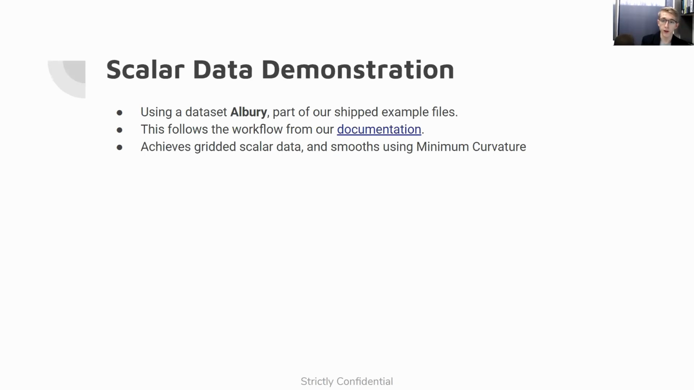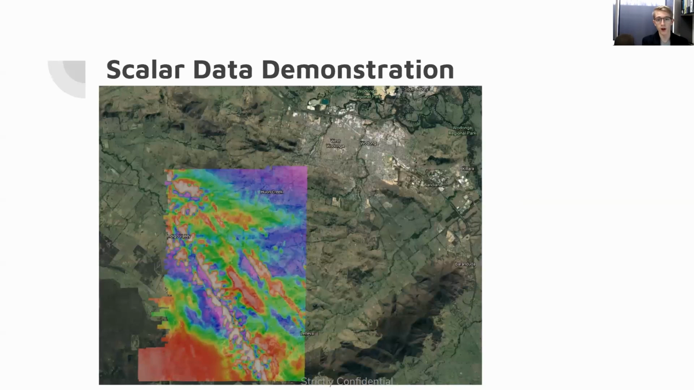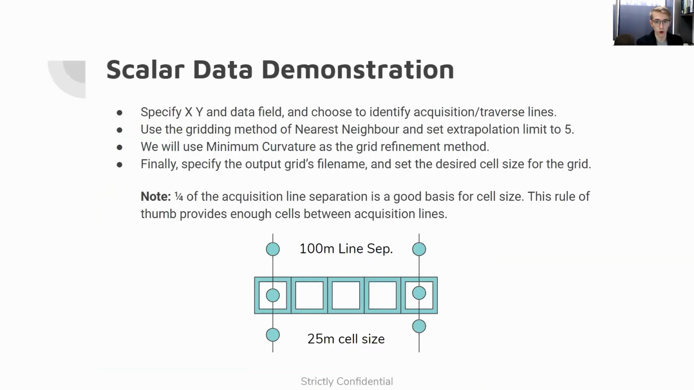Today, the scalar data demonstration will be using an Albury dataset south of Wodonga. It's one of our shipped examples, and it's part of our documentation, our guided tours, and our cookbooks. Our documentation can be found online. There are a number of cookbooks and guided tours that run through step by step how these processes go. So this is the data that we're looking at. It's raw magnetic data, as I said, south of Wodonga, with line spacing of about 100 meters. So we use a cell size of about 25, and we'll go through it.